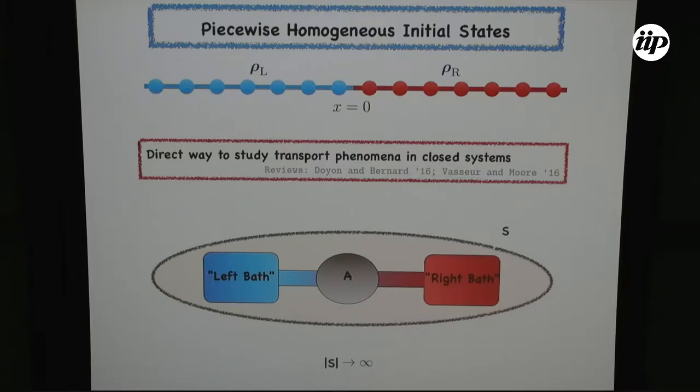Okay, and such a choice is very useful to study transport. Basically, this kind of initial state represents this simple physical situation where you have a left bath represented by your rho left, then you have a right bath represented by your rho right, and then you have some non-trivial thing happening in a region close to the junction. So let's try to see it more in detail.